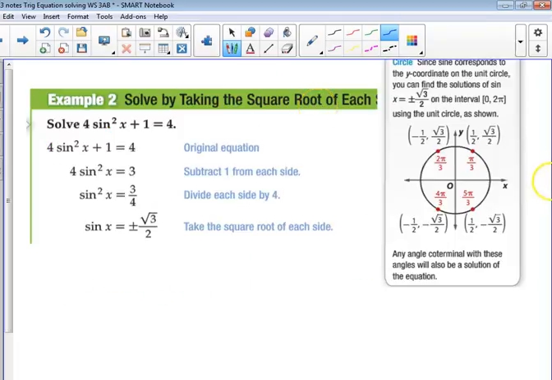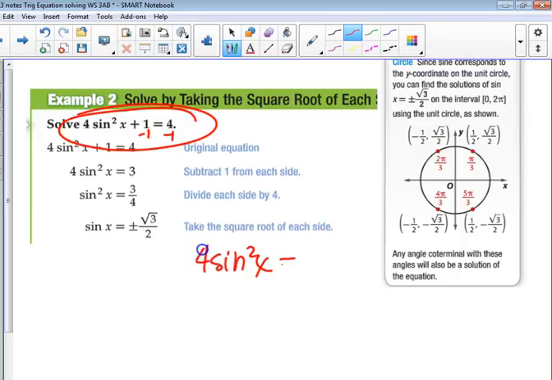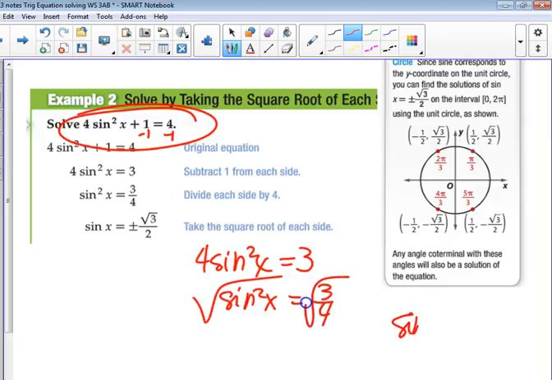All right, I'm going to talk about this one super fast. You don't have it. If I were doing that question, I would subtract 1 from both sides, algebra. I'd have 4 sine squared equals 3. I divide by the 4. Sine squared equals 3/4. Square root both sides. What happens when you square root an x? You got to remember plus or minus.